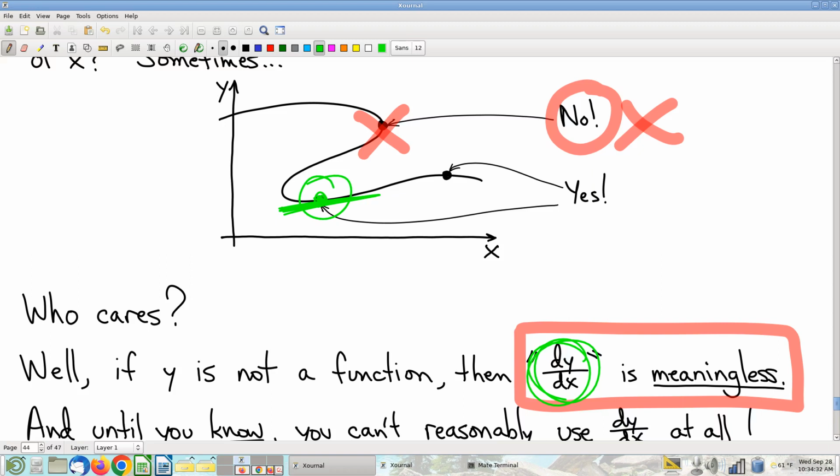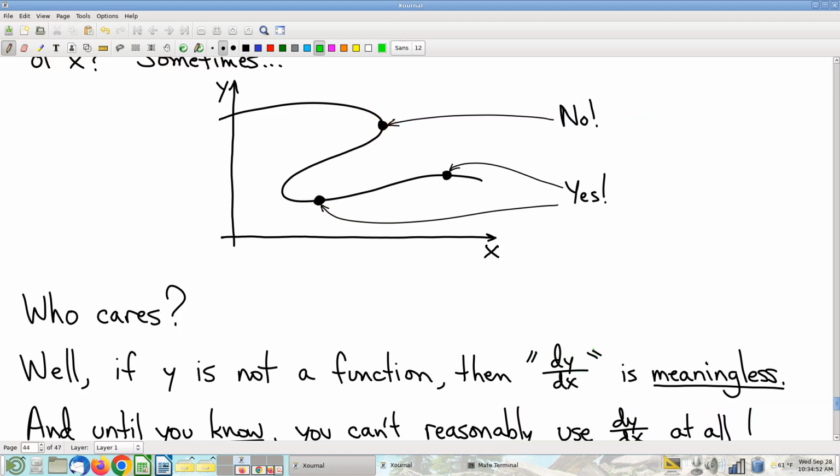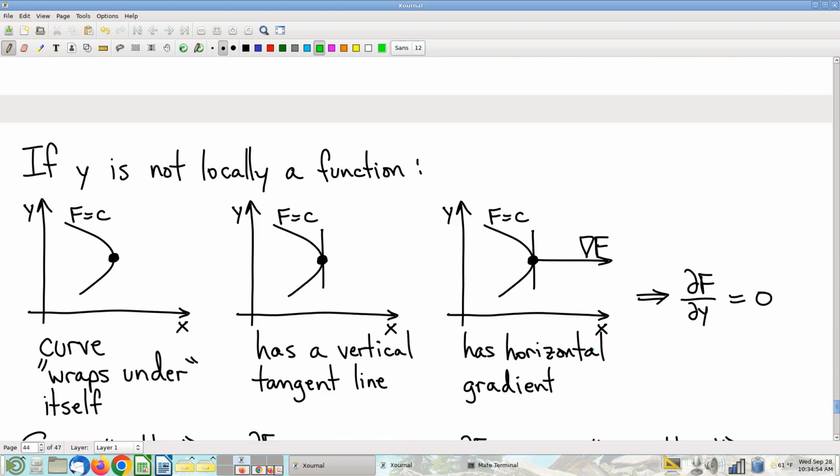And at points like this, where y can be viewed locally as a function, you're in business. It's fine. It's no problem. At points like this, you can't even write down dy/dx. You're making up nonsense. And that's a problem. That's for mathematicians. That's a big worry. Okay, so it turns out there's a really good answer to this question.